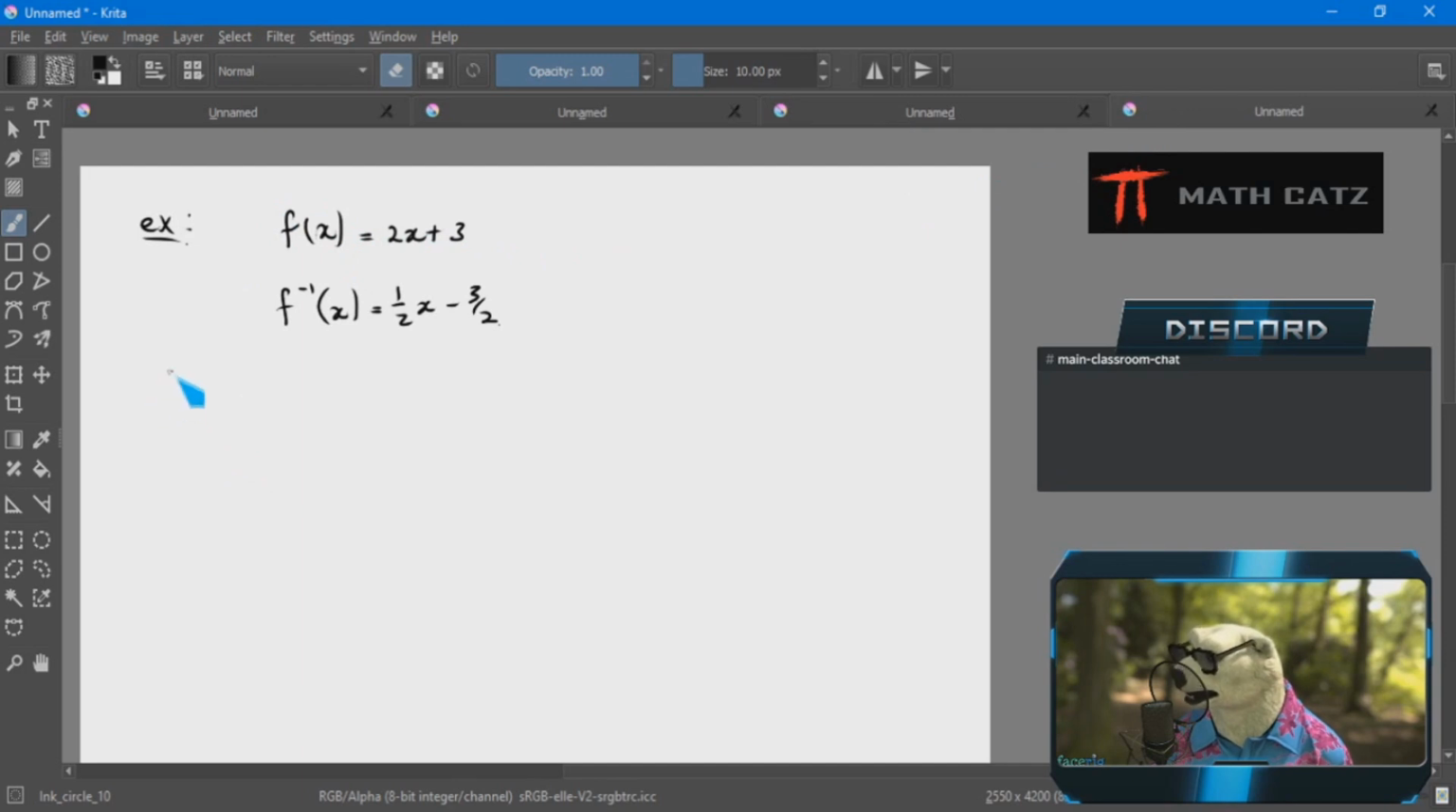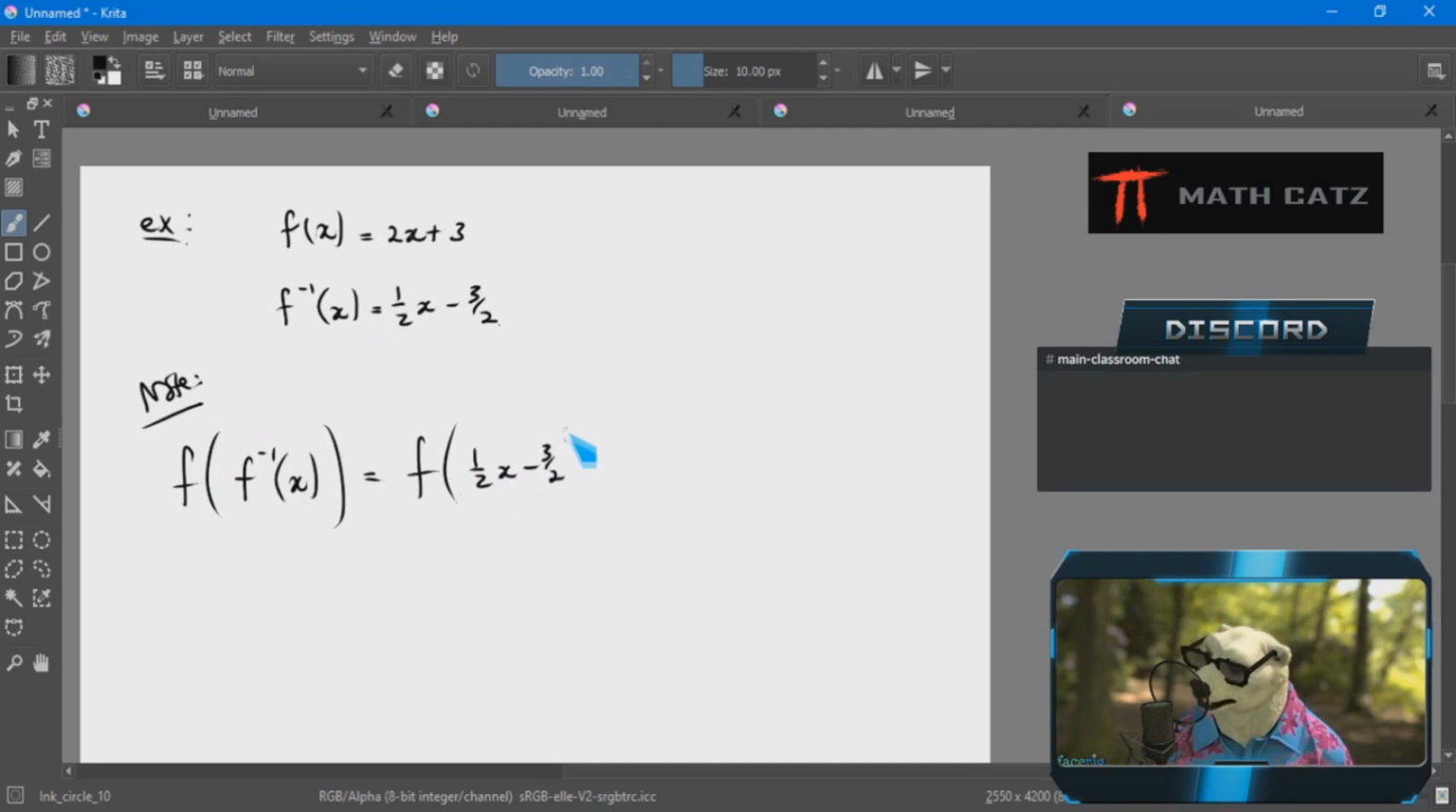Another connection is, oops, I'm in eraser mode here, that if I compose these two, what does that mean? It means create a function of a function. So I'm going to take the outside function and apply it, sorry, the first function as the outside function and the other function as the inside function. What do I get? Well, I work inside out. So I apply this 1/2 x minus 3 over 2 first. That's the inside. Then f is applied to that.